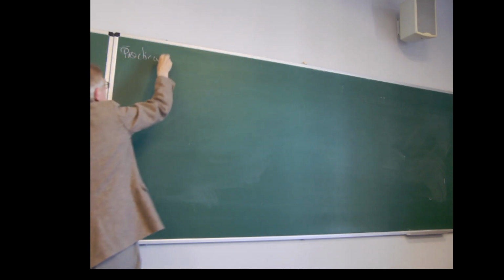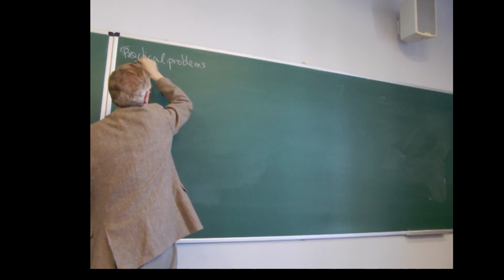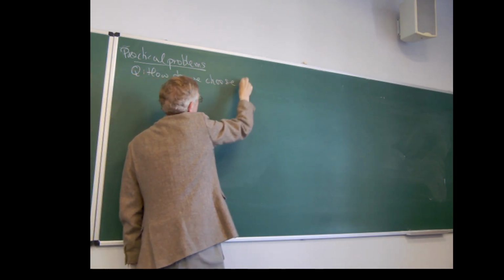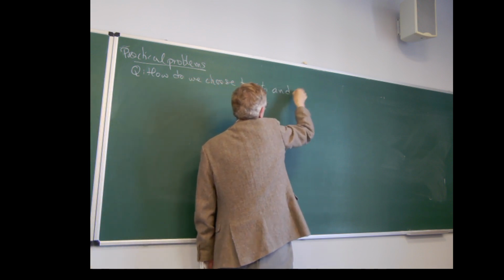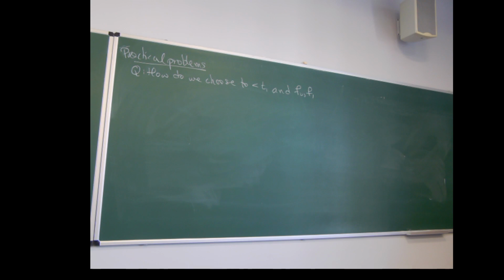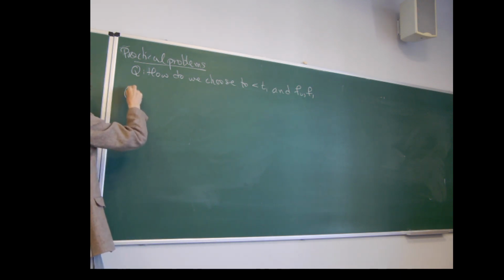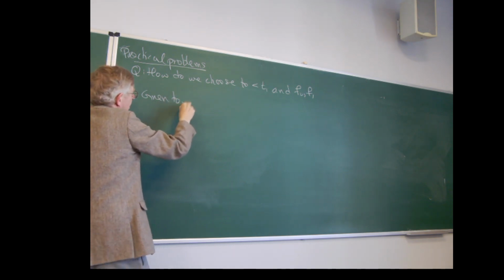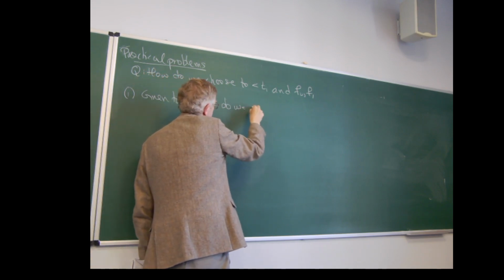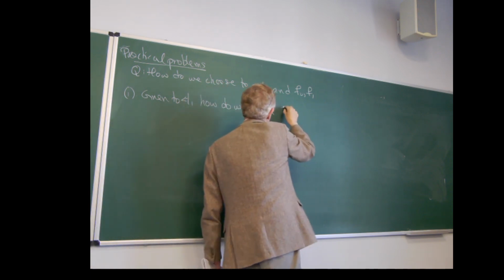Okay, so these are the practical problems. Question: how do we choose t0 smaller than t1, and how do we choose f0 and f1? Let me do it one way around or the other. Let me start with the first problem. One, let's say that we're given the values t0 and t1. I'll come back to them in a minute. How do we choose f0 and f1?